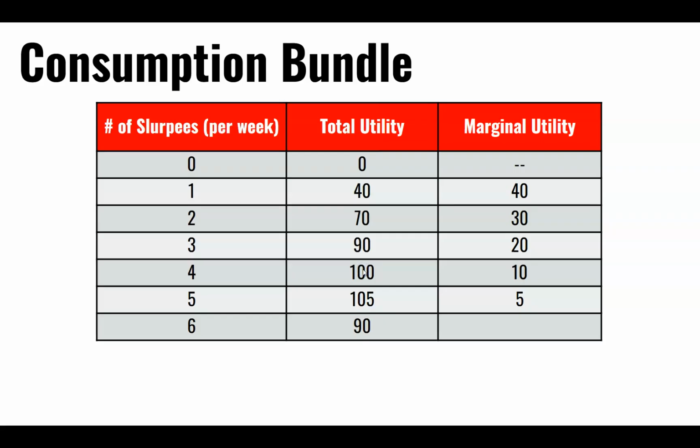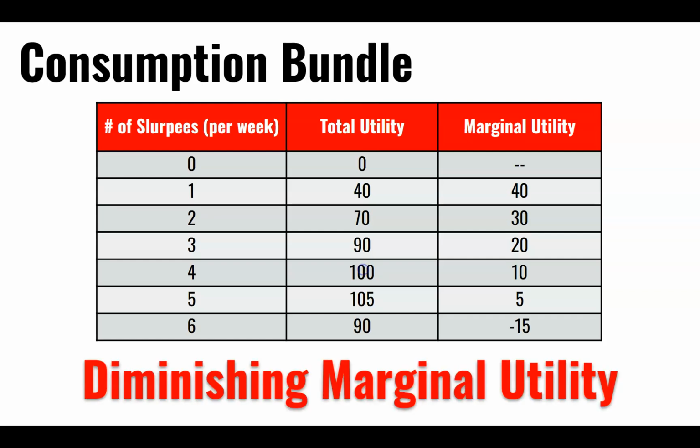And then at the sixth one, the brain freeze is way too much. It brings not joy, but misery. And I actually lose utility in this case. So we're seeing here that we have positive utility, but it's diminishing over time.